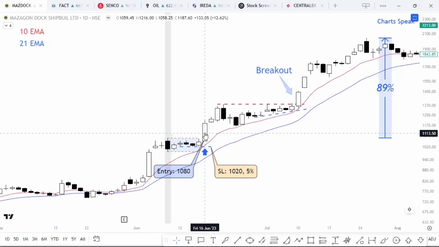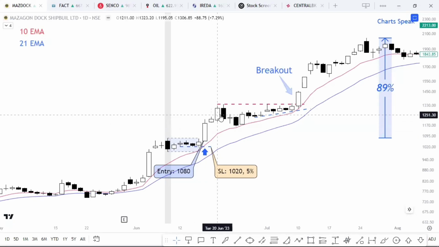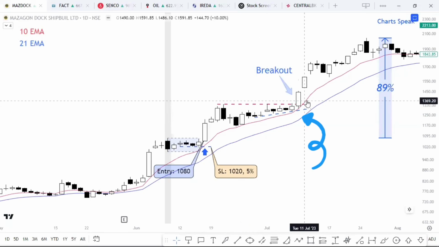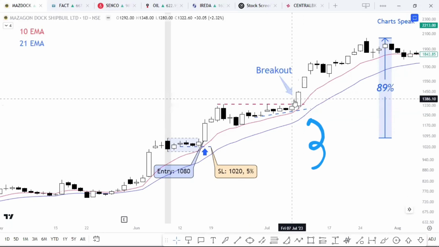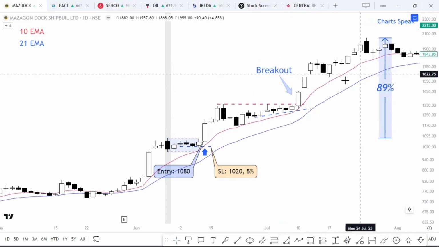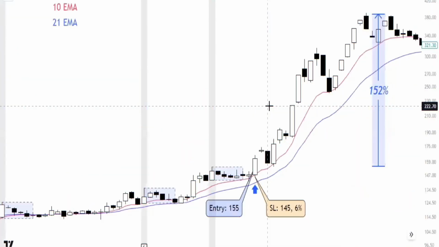After the breakout, the stock went up by more than 20% in just 3 days, and thereafter it pulled back to its 10-day moving average and continued to trade sideways. The stock broke out of this small consolidation after a couple of weeks and returned more than 50% in a few weeks, totaling around 89% of the move in less than 2 months.